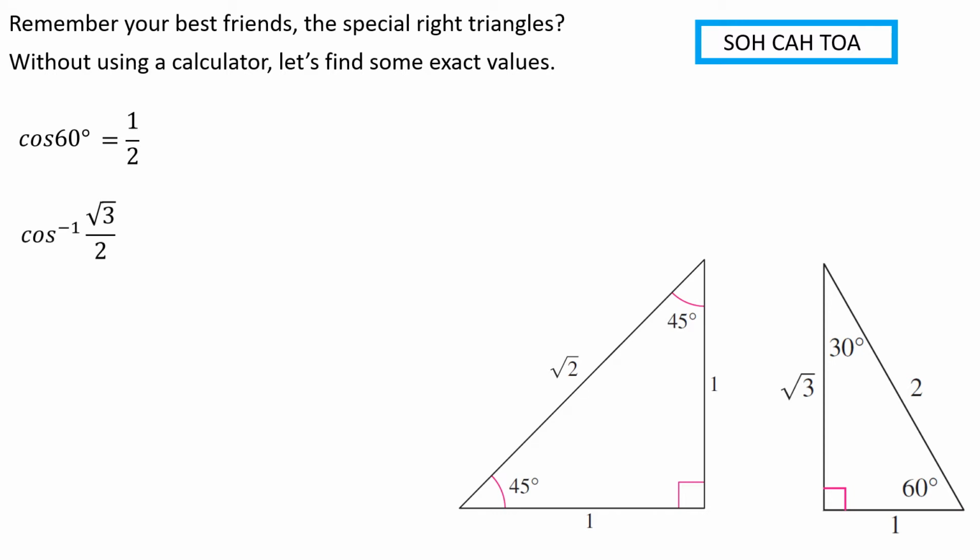Now, what if I want to go backward? What if I want an arc cosine of √3/2? Okay, so I have the ratio. I want to know what angle made this ratio. Well, if √3 is the adjacent and 2 is the hypotenuse, I must be at the 30-degree angle, right? Because √3 had to be adjacent. So the arc cosine of √3/2 is 30 degrees.